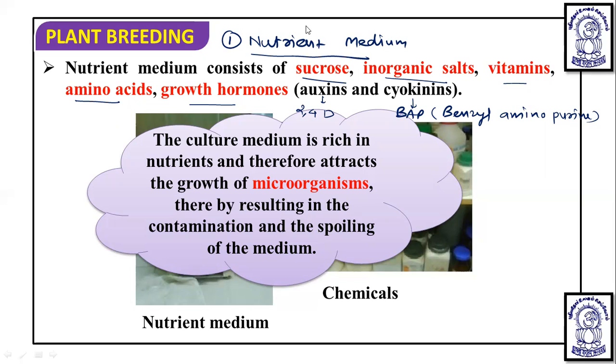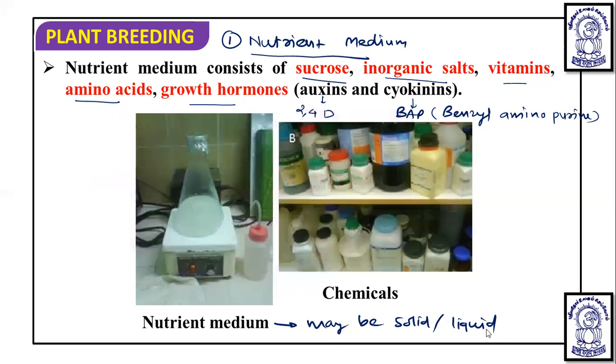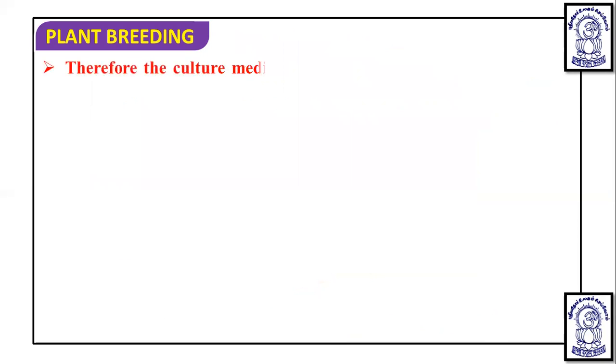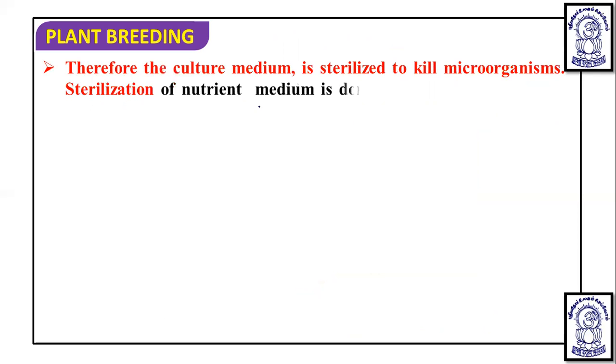But we remember the culture medium may be liquid or solid. This nutrient medium can be solid or liquid. Apart from this, the culture medium needs to be sterilized to remove unwanted microbes and protect it from contamination. So the second thing which is required is sterilization.